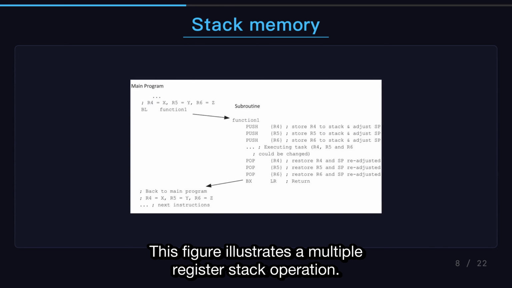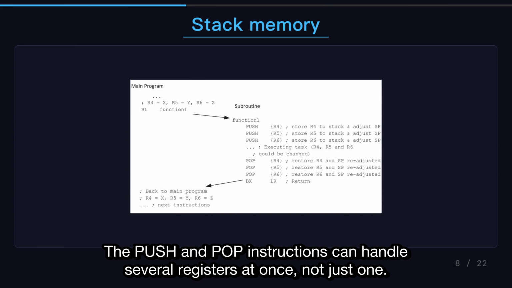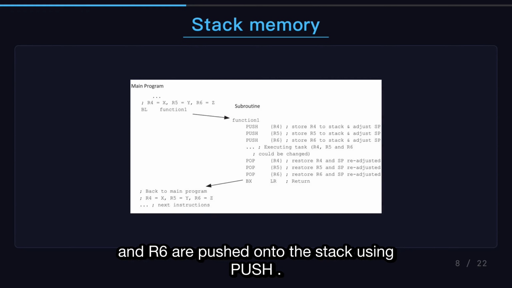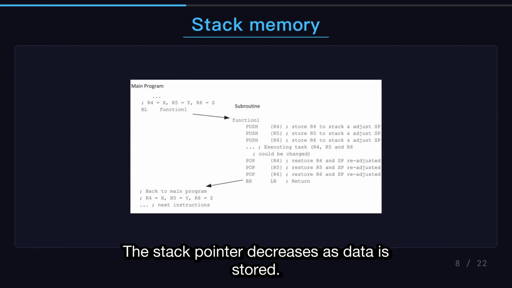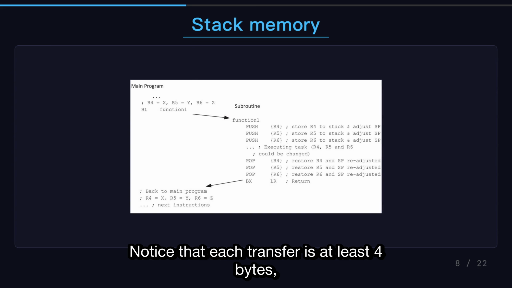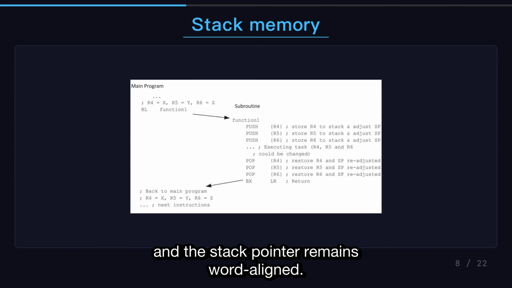This figure illustrates a multiple register stack operation. The PUSH and POP instructions can handle several registers at once, not just one. Before calling a subroutine, the current values of R4, R1, and R2 are pushed onto the stack using PUSH {R4, R1, R2}. The stack pointer decreases as data is stored. After the subroutine finishes, POP {R4, R1, R2} retrieves these values in reverse order. Notice that each transfer is at least 4 bytes, and the stack pointer remains word-aligned.